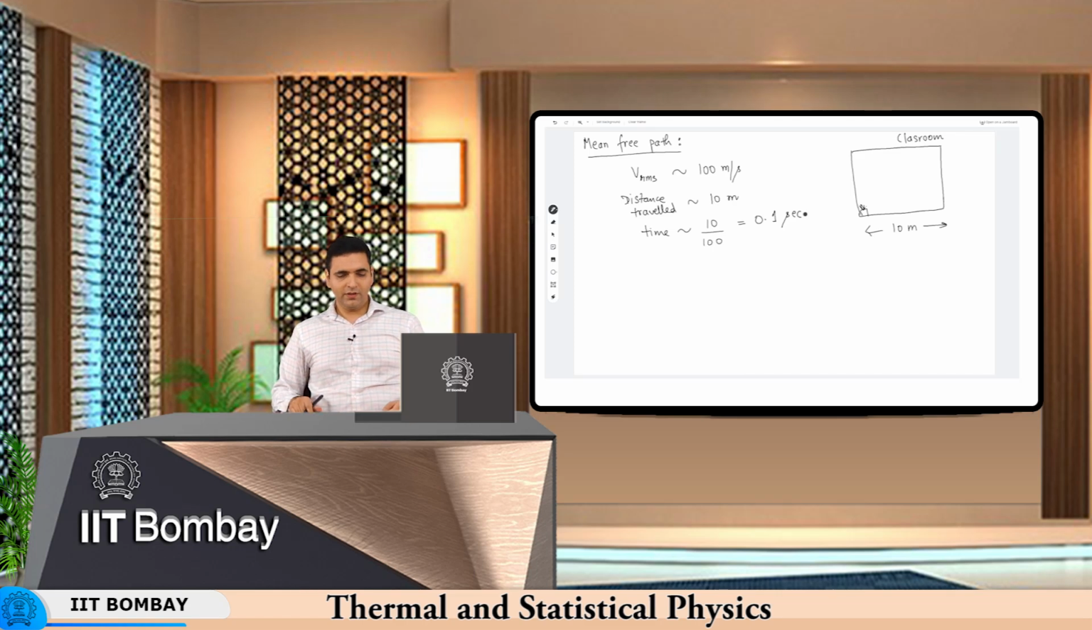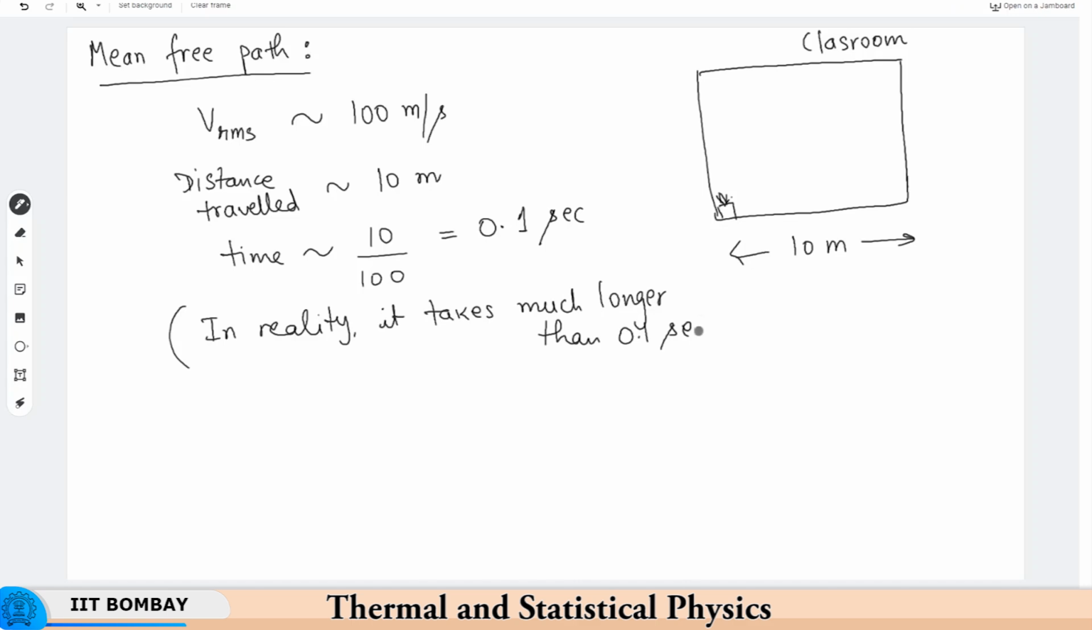And from our daily observations, we know that this is not true. It takes much longer for smell to go from one corner to the other. So, what is going on? We have to figure out what really goes wrong. In reality, it takes much longer than 0.1 second. It usually takes of the order of 10 or even more seconds. So, let us see what goes on.